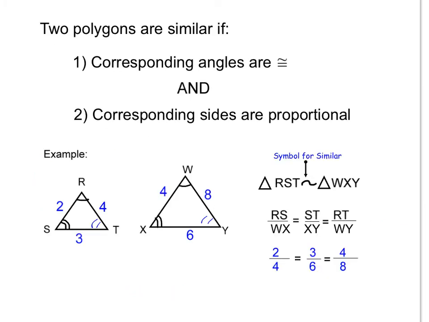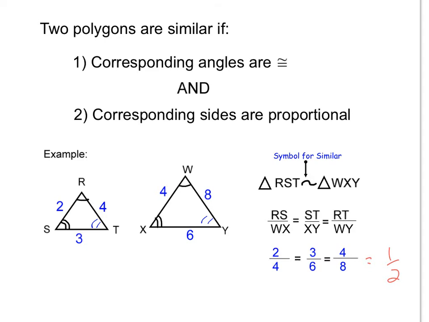We just talked about this. Two polygons are similar, and again, our symbol for similar is that squiggle right here, if the corresponding angles are congruent and their corresponding sides are proportional. These two triangles are similar. Their corresponding angles, like R and W, are congruent. S and X are congruent. T and Y are congruent. And notice the sides are proportional. All the ratios are 1 to 2, so the scale factor here is 1 to 2.